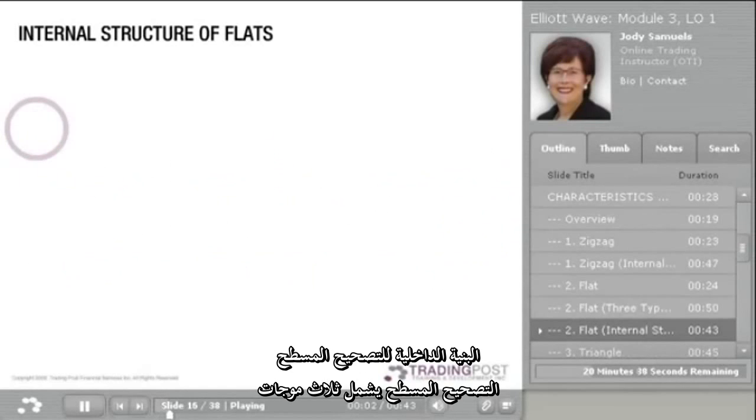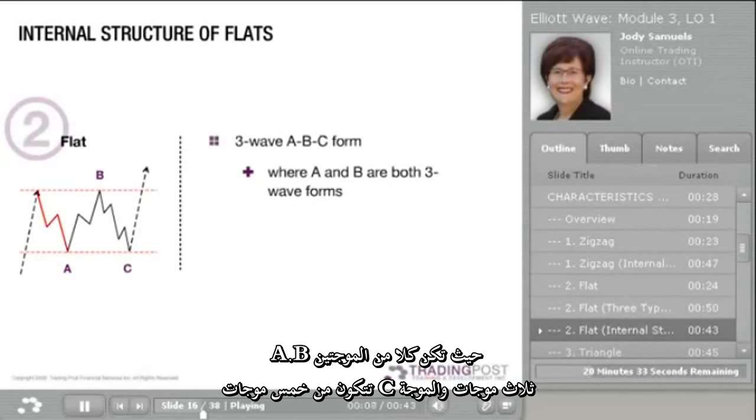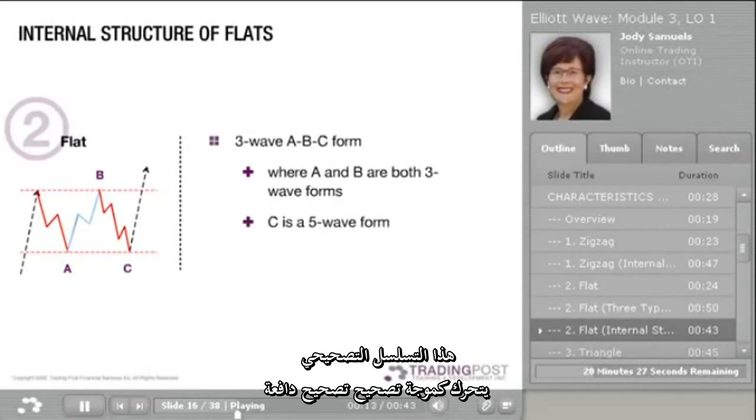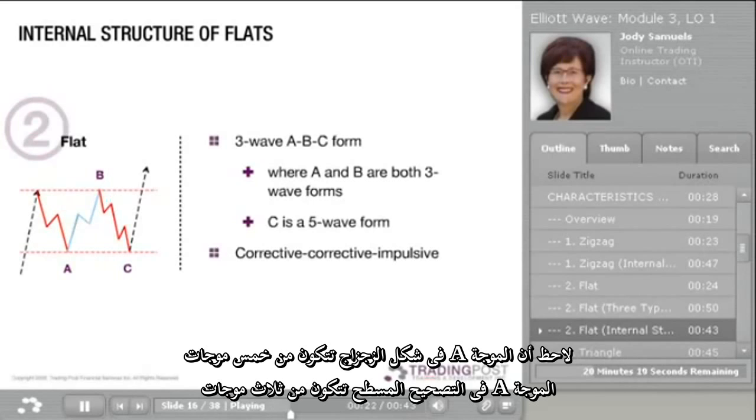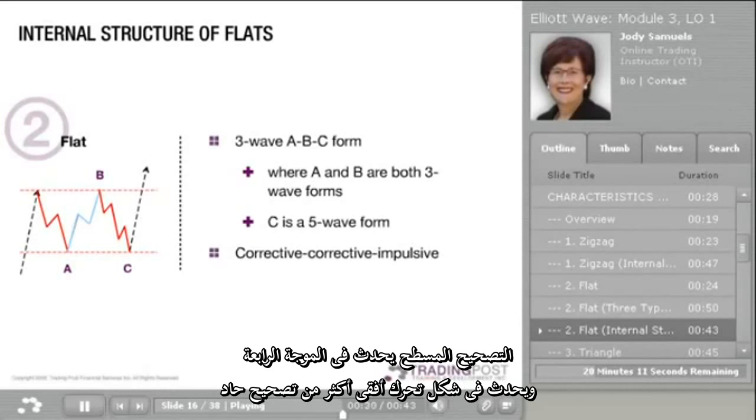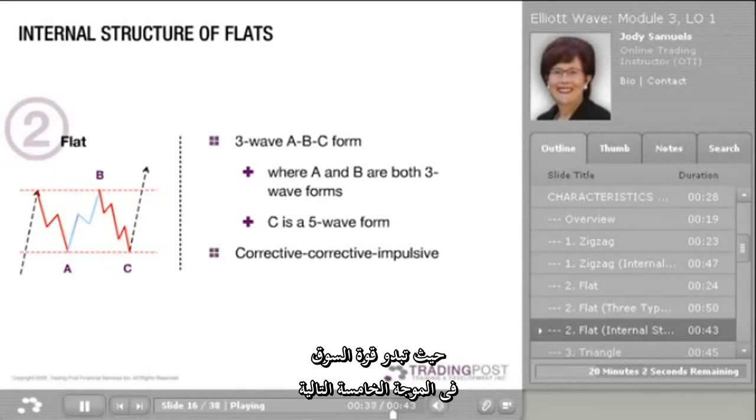Internal structure of flats. The flat has a three-wave ABC form, where A and B are both three-wave forms. C is a five-wave form. This corrective sequence trades as a corrective, corrective, impulsive sequence. Notice that wave A in a zigzag is 5 waves, but wave A in a flat correction is only 3 waves. The flat correction typically occurs in the wave 4 position and is more of a sideways consolidation than a sharp correction, as the market looks for more strength in the wave 5 which follows.